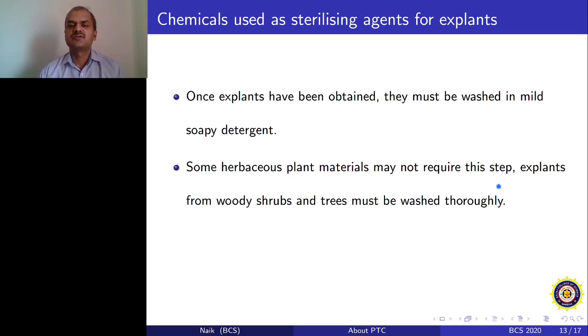Some herbaceous plant material may not require this step. It depends upon the plant material. If it is a greenhouse grown plant, then you will not have that much dust, and for in vitro raised seedlings, you don't have to surface sterilize. Some students take this in a misconception way, thinking that for every plant material, whenever you use an explant, you have to surface sterilize. No, the seeds you have to surface sterilize, but once you get in vitro raised seedlings, there is no surface sterilization procedure needed.